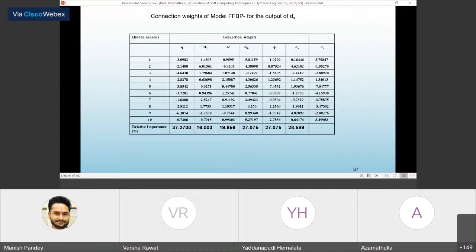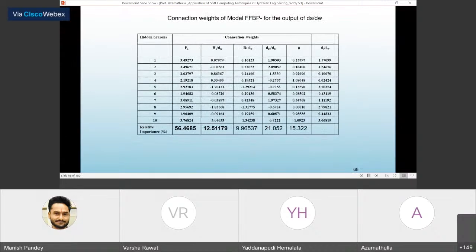We always say neural networks are black box models, but I played with the hidden nodes and the weights. Then I worked with this and show you the relative importance. You can see head always has a large share. Also the Froude number, you can see it is matching exactly, with 56% weightage.